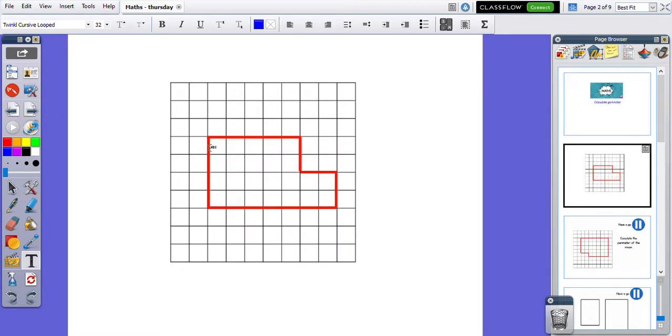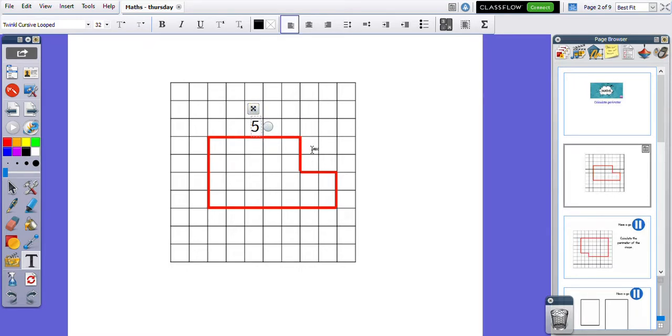So as we know, the perimeter is the outside area of a shape or a polygon. So it's the outside length of a polygon, okay? So before we start using centimeters, we are just going to use squares. So the first thing we are going to do is calculate the length of each line using squares. So let's start here. So we have got 1, 2, 3, 4, 5.